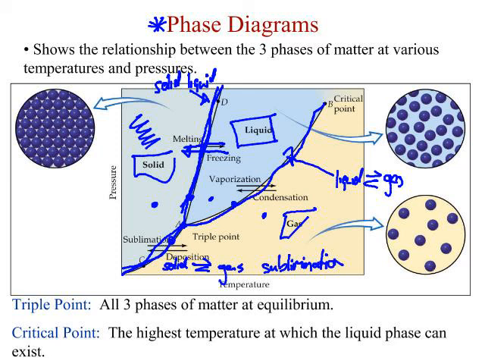There's a couple of special points here that you need to take note of. One is right here. This is called the triple point. For every substance, there is one unique combination of temperature and pressure where all three phases of matter will be at equilibrium. So you will see all three, a solid, a liquid, and a gas at the triple point, at that specific combination of temperature and pressure.